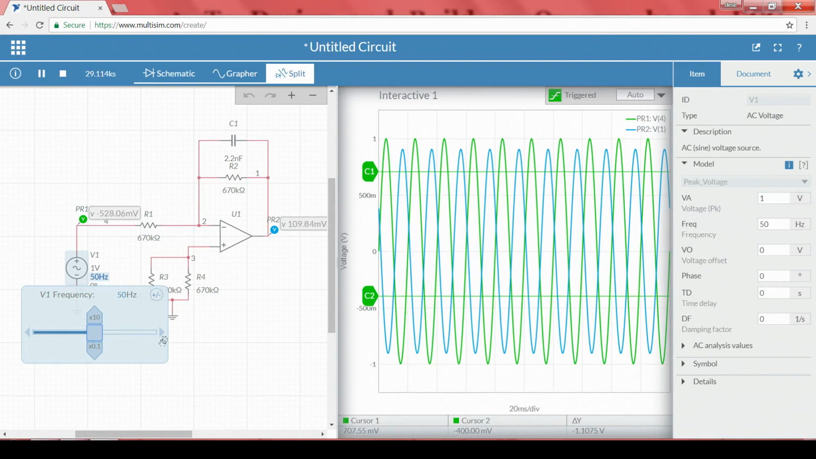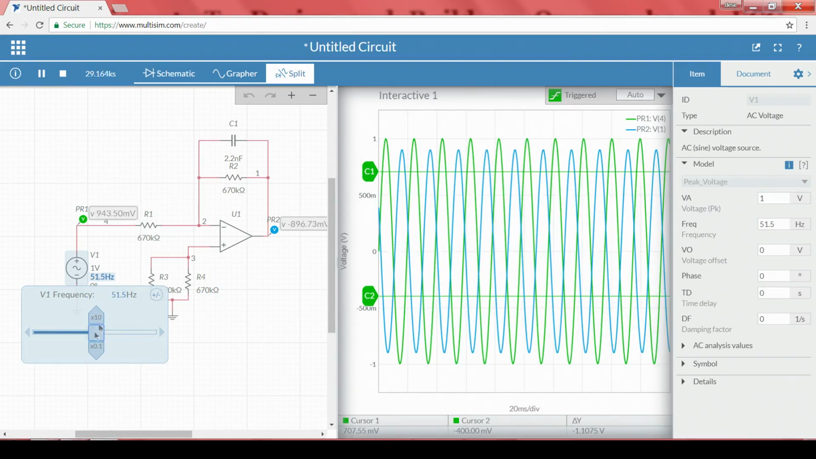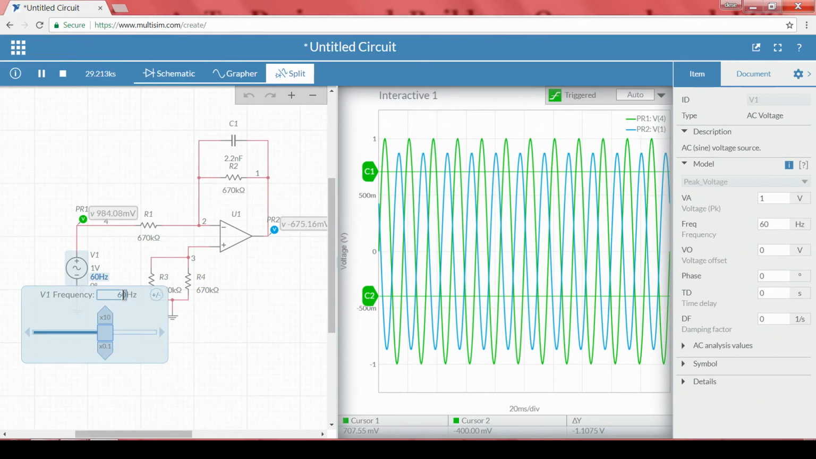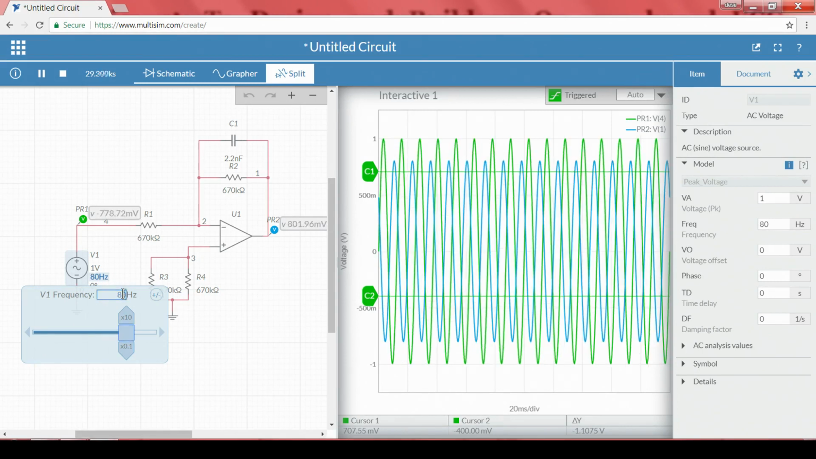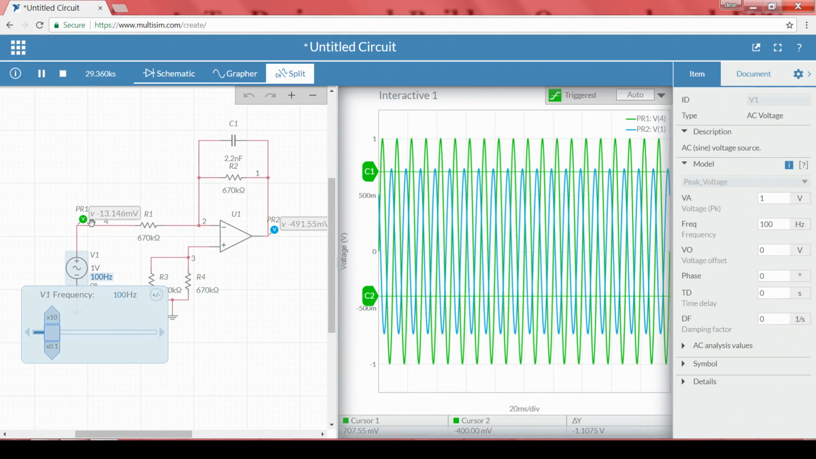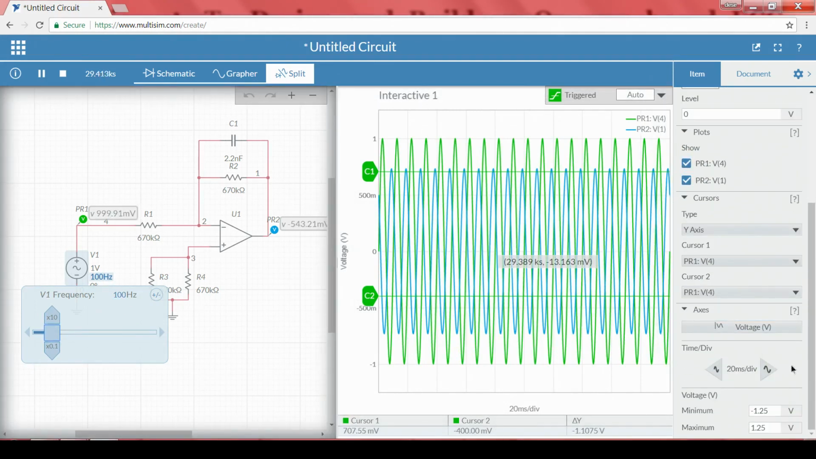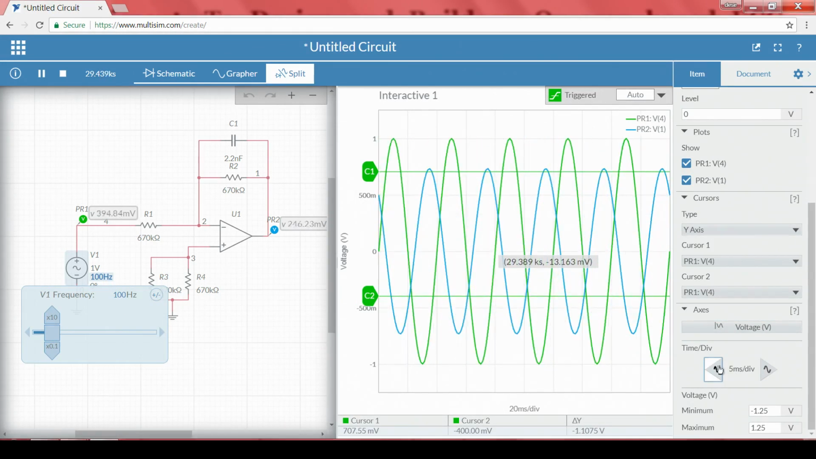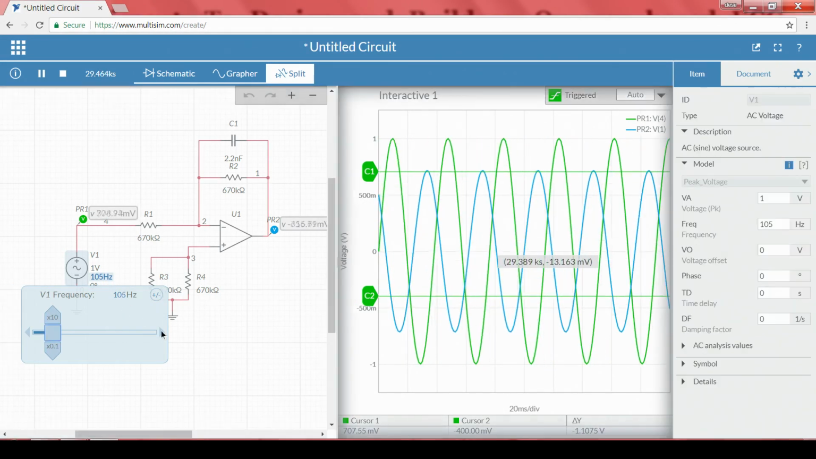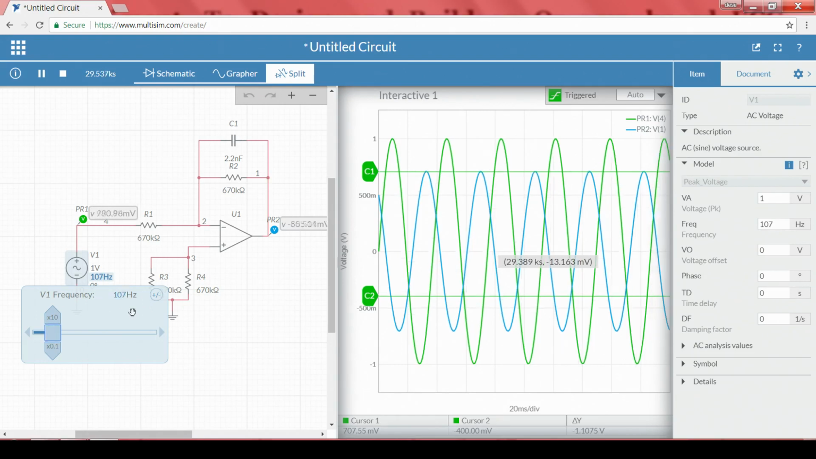I will increase to 50, not decreased yet. I will go with 60, no change, not lesser than 707 millivolts. 80, not even. So, I am going with 100, right, almost close. Now, we will increase one by one. Before that, I will increase the time division a little bit so that it is easy to view. Somewhere around 105, almost coming close. Now, I will increase to 107, right, even a little bit higher. So, I will go with 108, right.